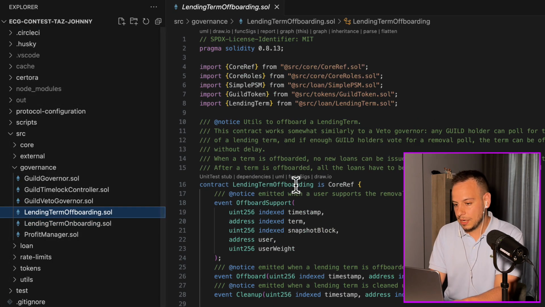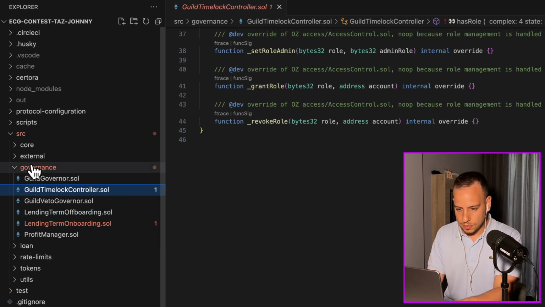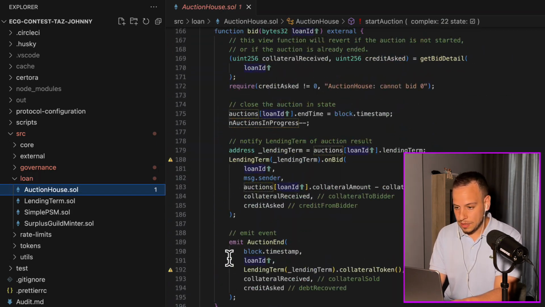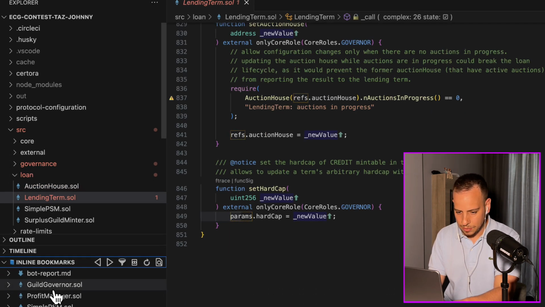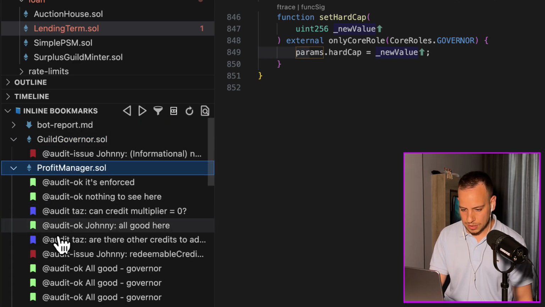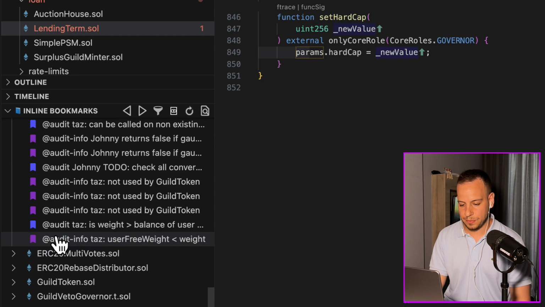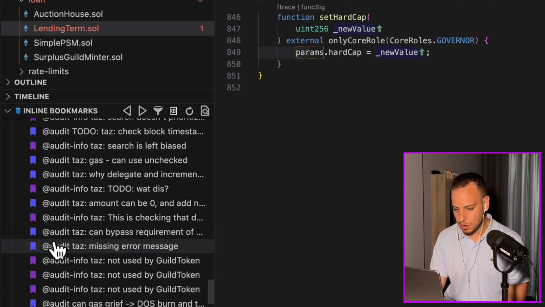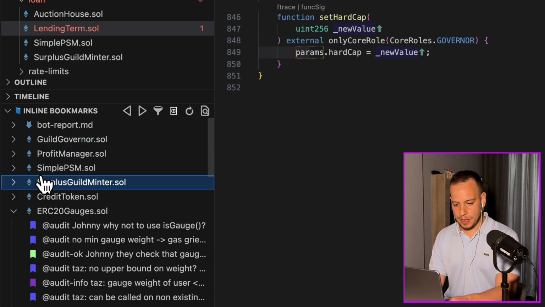So if I want to see what Taz did, or maybe he finds something interesting. Taz was more focused on the loan contracts. So I can just do git checkout Taz and see what kind of comments he added. Okay. By the way, you can use this kind of inline bookmark tab in VS Code. And as you can see here, you can open every file and see all the audit comments. Another cool tip, if you want all of them to be organized in one place, instead of searching over all the files, you can just use this nice toggle bar.